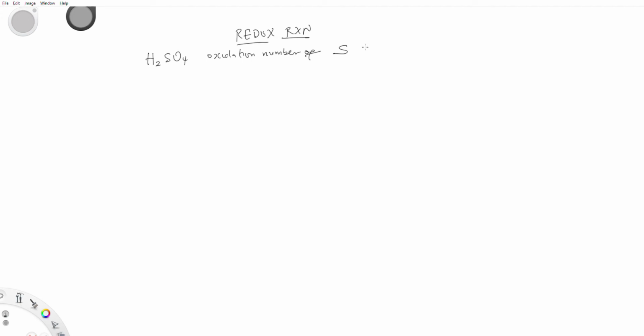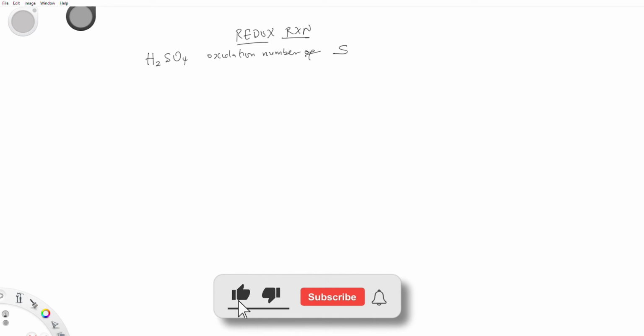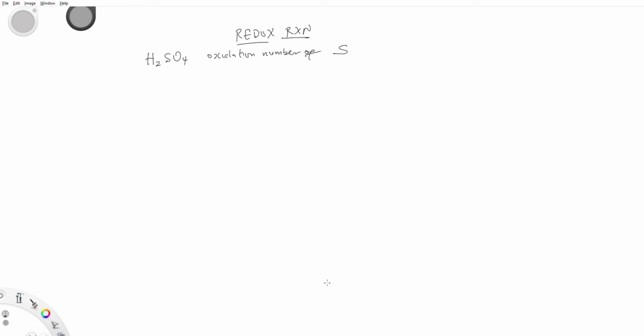Oxidation number means you need to know the valency of each and every element, because the valency has so much to do with the oxidation number of an element. So if you know the valency of an element, you know its oxidation number. Now, what is the valency of hydrogen? The valency of hydrogen is +1. Hydrogen will rather lose that 1 electron that it has to form a stable compound. So the valency of hydrogen is +1.